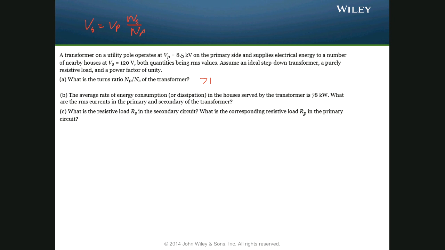And now it says, also if you're looking here, this implies that Vs over Vp is equal to Ns over Np, but that's not what it asked for, right? It asked for Np over Ns. So we can just say Vp over Vs equals Np over Ns. Okay.